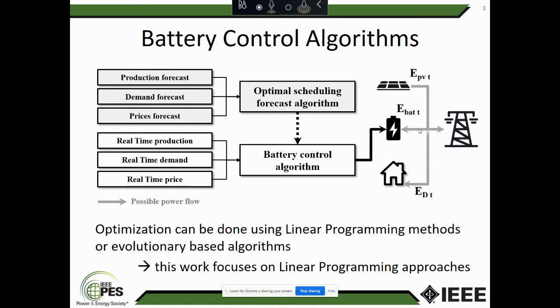optimization-based algorithms. Those algorithms use forecasts for production, demand, and electricity prices to provide an optimal scheduling of the battery charge and discharge. This optimal schedule is sent to the real-time battery control algorithm. So those are the two types of control algorithm.